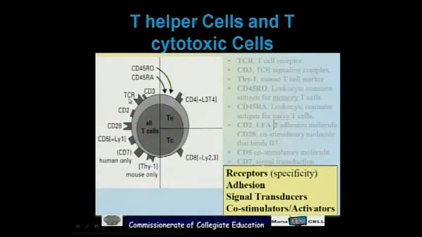And if you look at the cytotoxic cells, they have CD8 as a specific receptor along with the TCR, CD3, CD28 and Thy1. So these cells are called CD8 positive cells. Basically, these are all involved in receptor specificity and adhesion, and they are also involved in the cell signaling process. Next, the other cells are called antigen presenting cells.